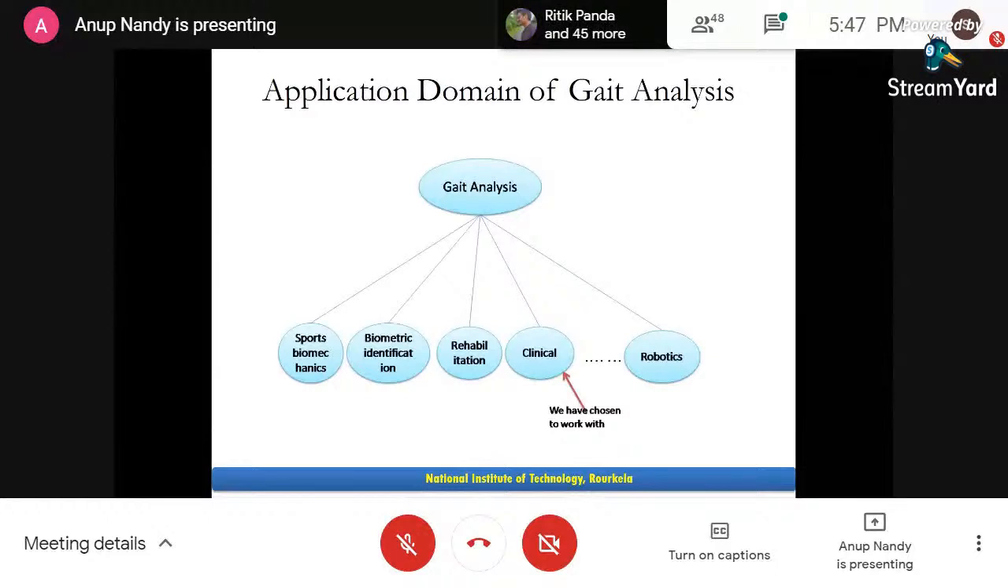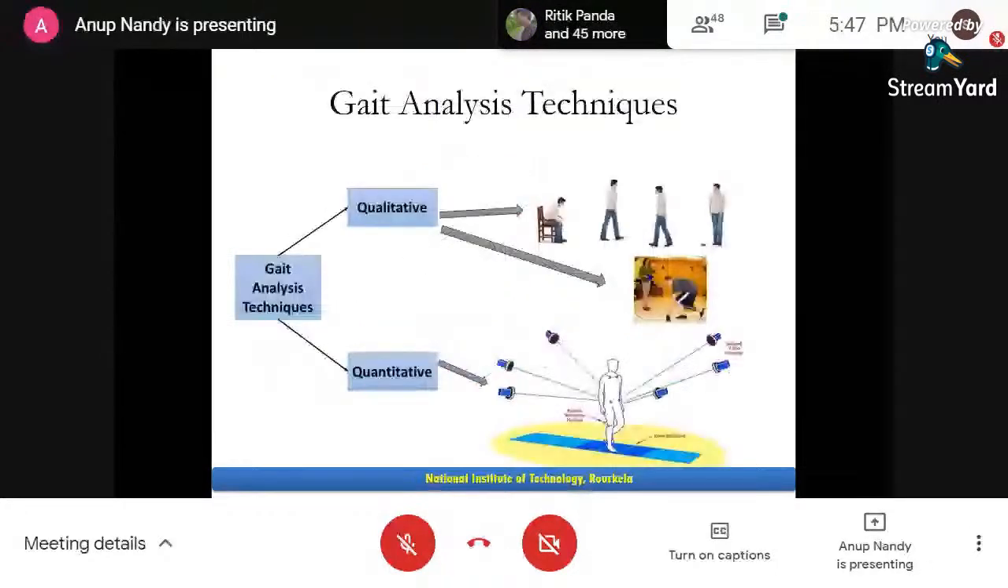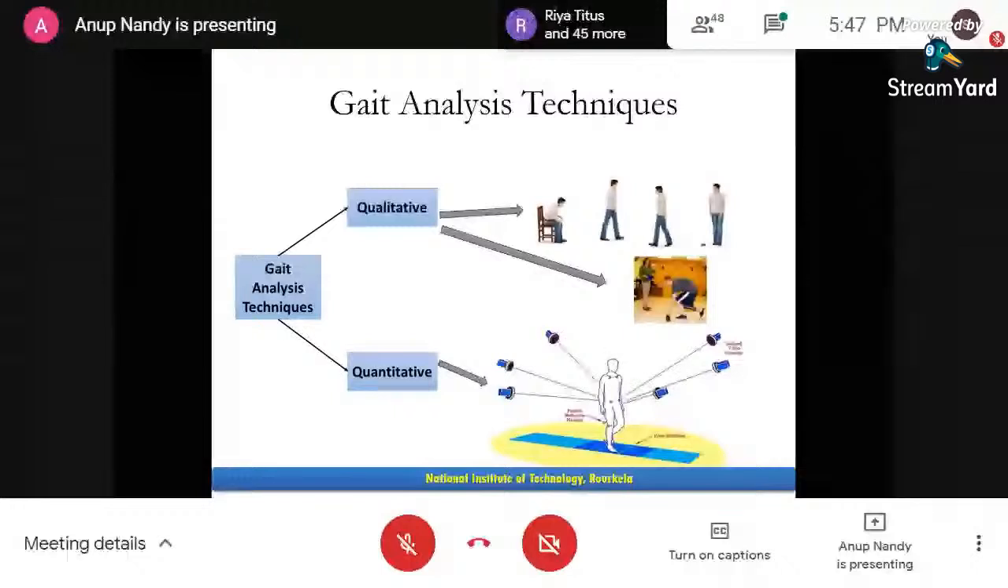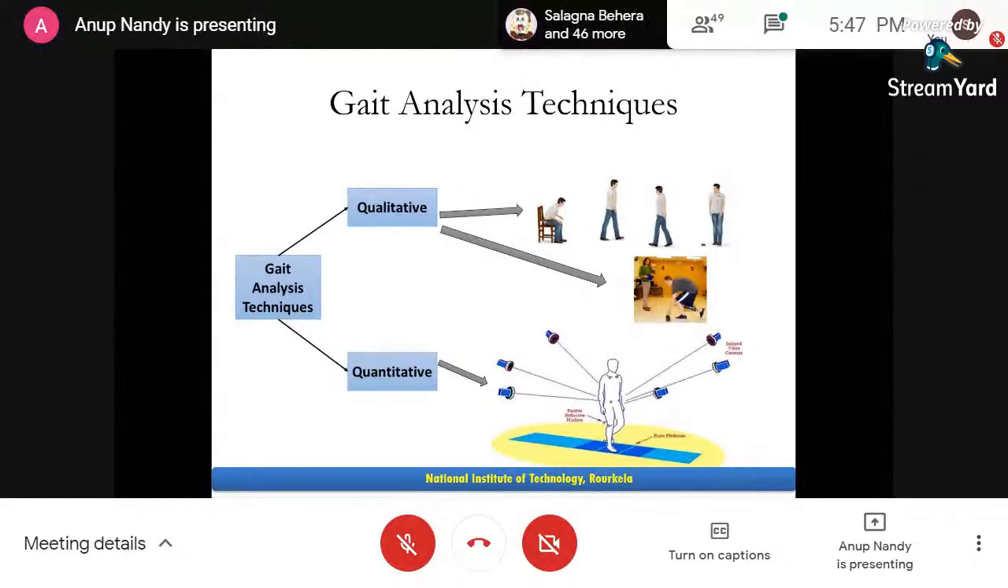Then there are different gait analysis techniques. One is qualitative gait analysis, which is a manual kind of technique. There is a GMFM score, but it was not robust in this domain. So it is manual processing, you could say. We are working in the field of quantitative gait analysis.